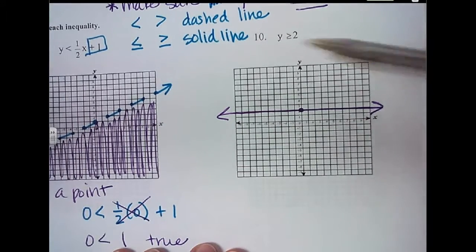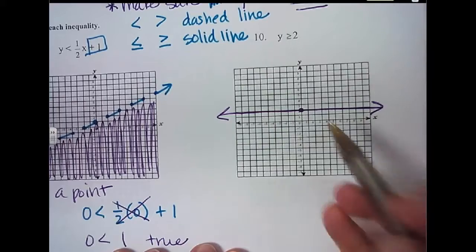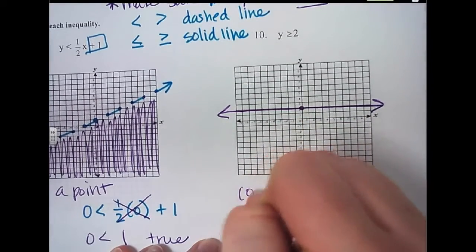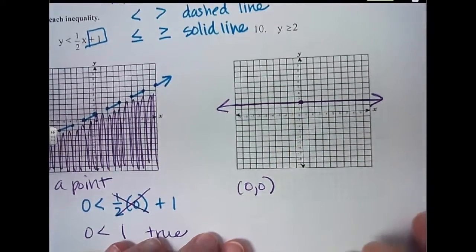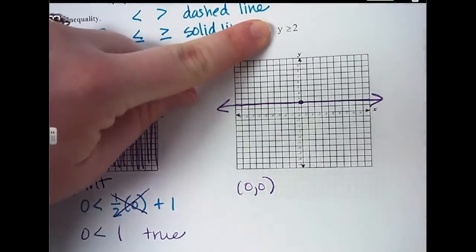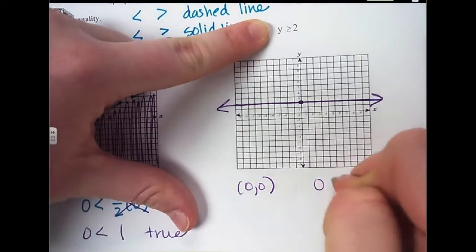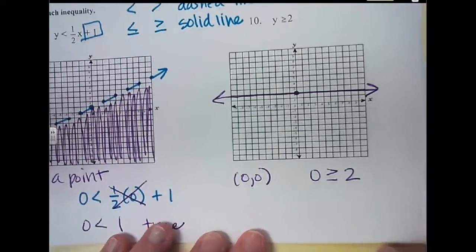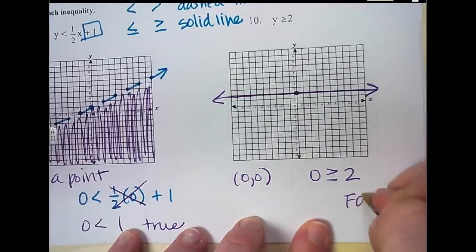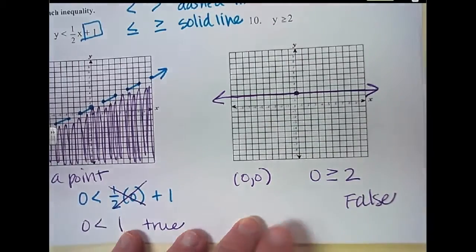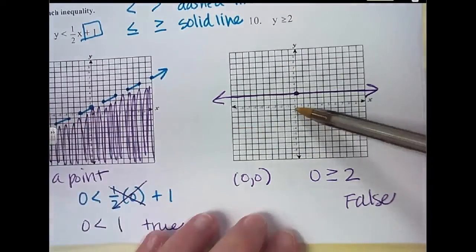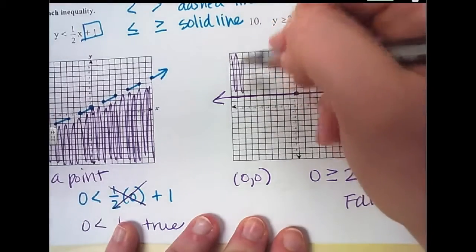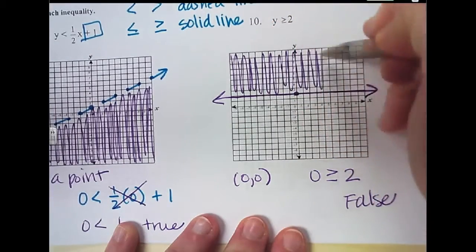So I need to figure out, do I shade above or do I shade below? I'm going to pick 0, 0 again. There's no x to plug in, so I just plug in the y. 0 greater than or equal to 2. Is that true or false? False. Since it's false, I don't shade where 0, 0 is. I shade the other side.